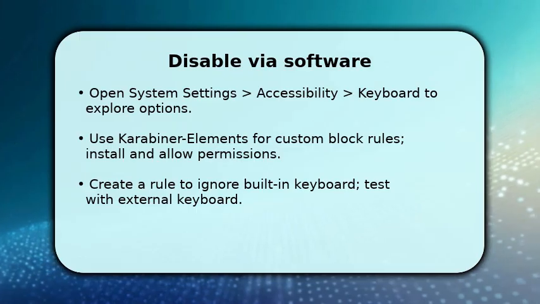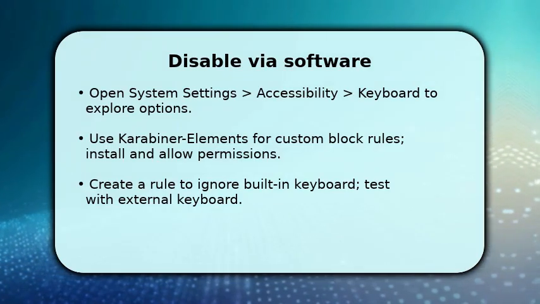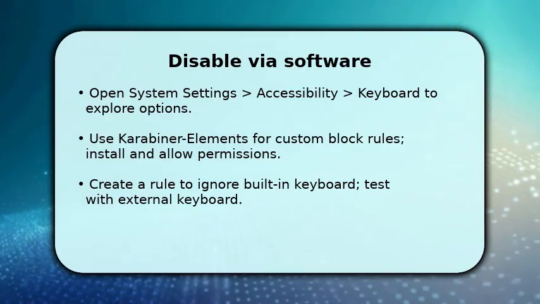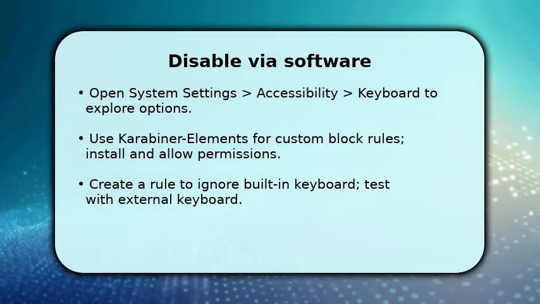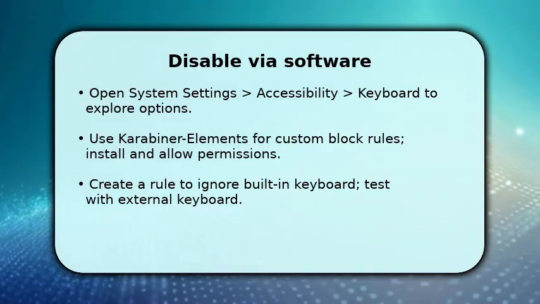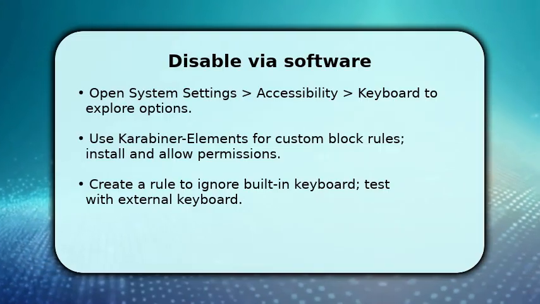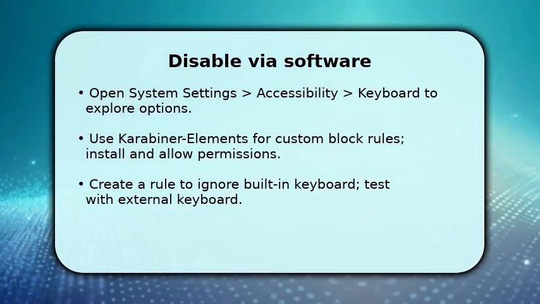Open System Settings, go to Accessibility, and check Ignore built-in keyboard when an external one is connected. This is the fastest method. If you need more control, install Carabiner Elements, grant input monitoring and accessibility permissions, and create a complex modification that blocks all key codes from the built-in device.